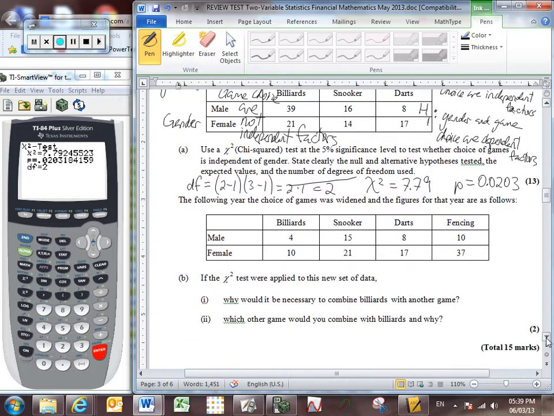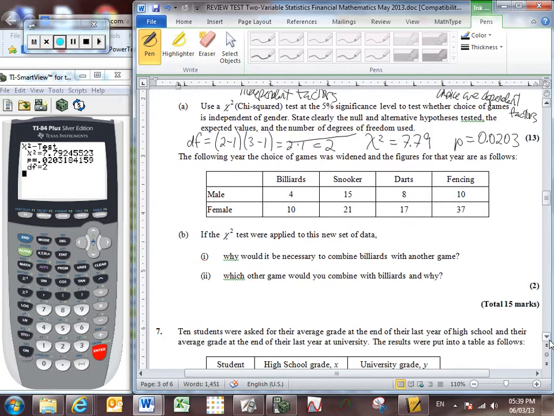And then part B, let's suppose that the chi-squared test were applied to this new set of data. Why would it be necessary to combine billiards with another game?